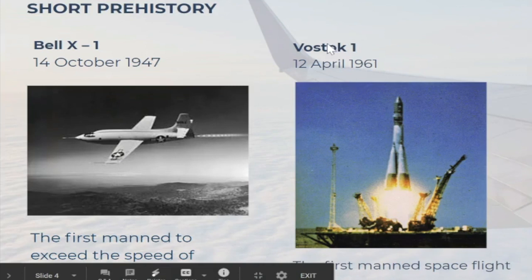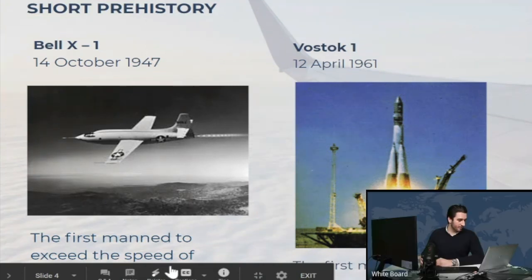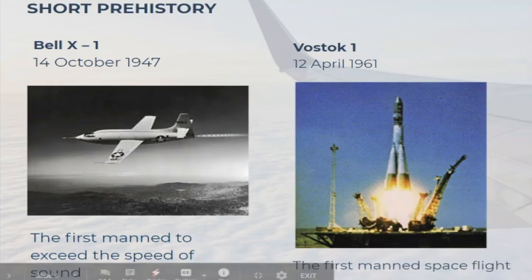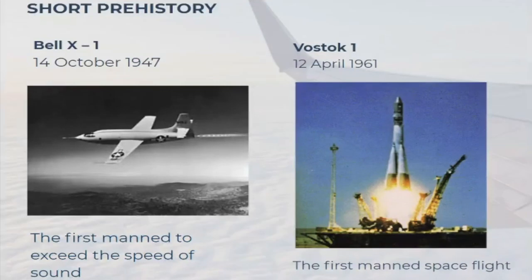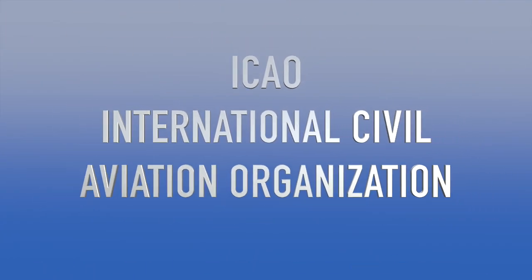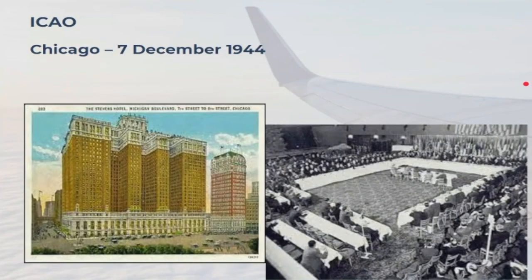Then in October 1947, the first man to exceed the speed of sound, guys. And on 12th April 1961, the first space flight with Vostok 1. What happens then? We've seen all this history, and we've seen 1903, 1924, all these dates.